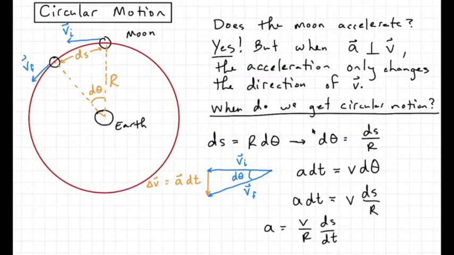So I've got the acceleration as v over r ds dt, but this thing is an arc length over a time, an infinitesimal arc length over a time, which is just the speed again. This is telling me the rate of change of the position of the moon along the circular path. So this thing is just the velocity, the magnitude of the velocity again. So this is v over r times v. And so the result I end up with is the magnitude of the acceleration is v squared over r.